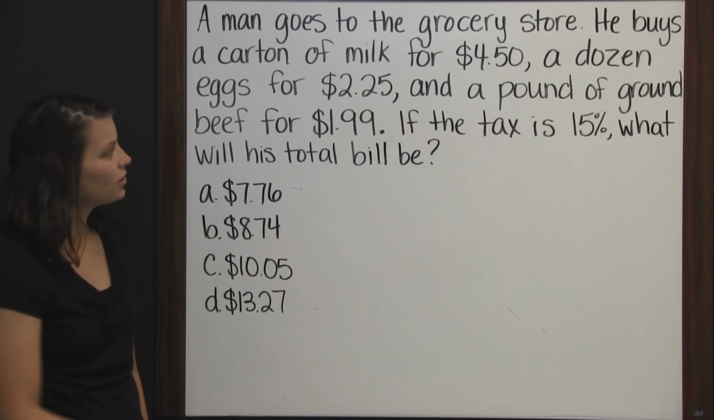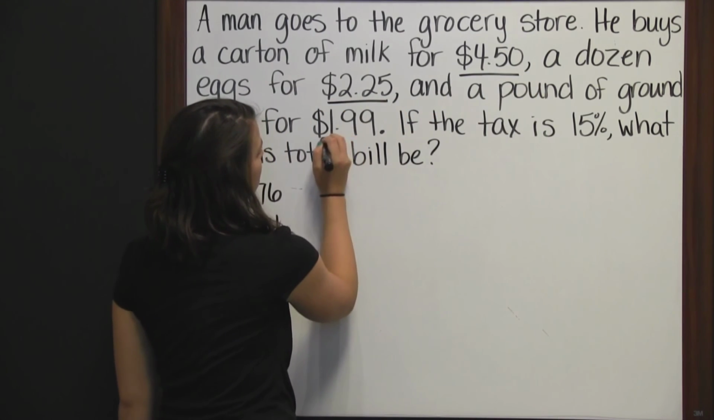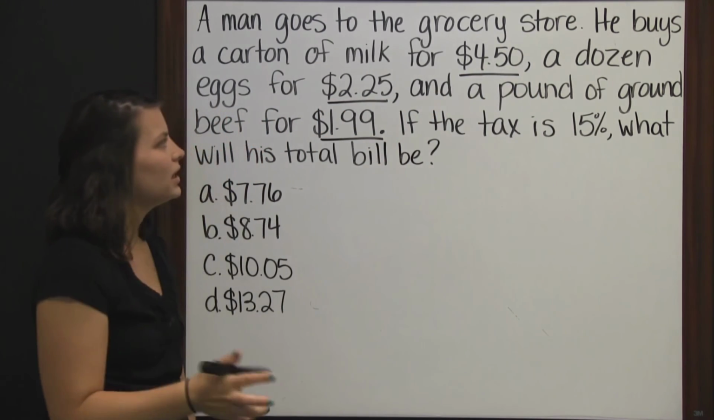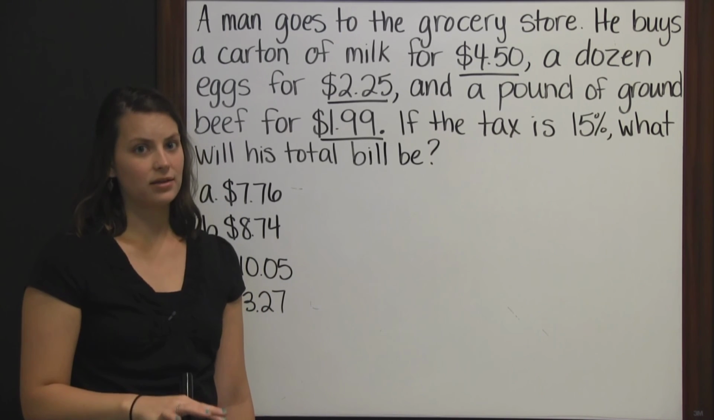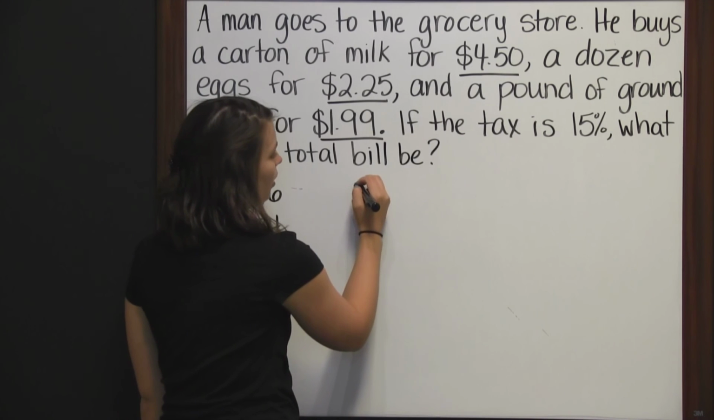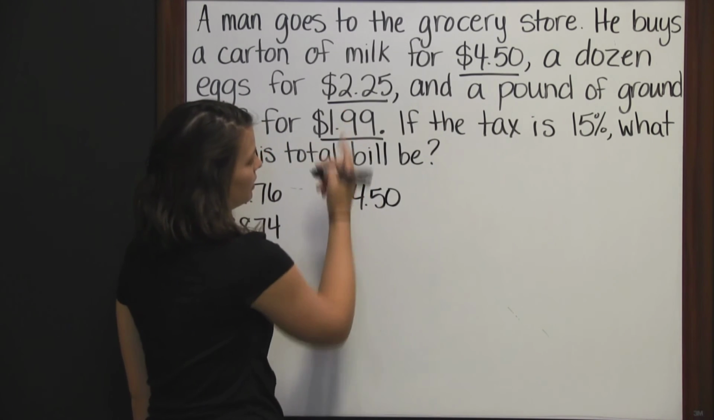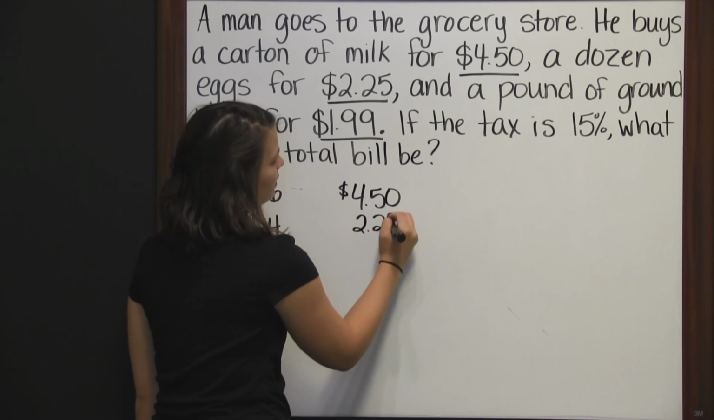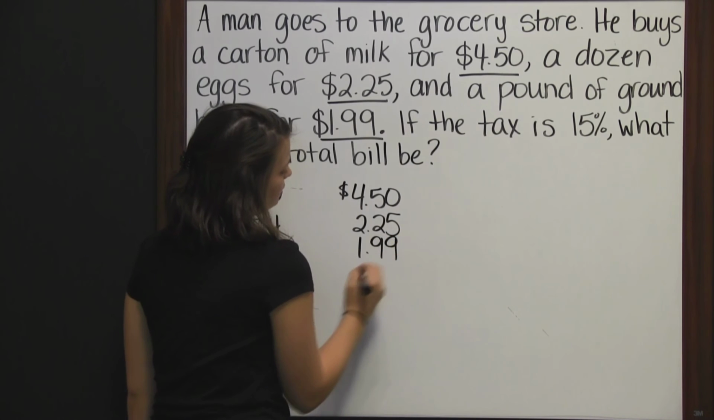So first, we'll take the prices for the 3 items that he's buying and add those together to find the total before tax. So $4.50 for milk, plus the $2.25, and then finally $1.99.